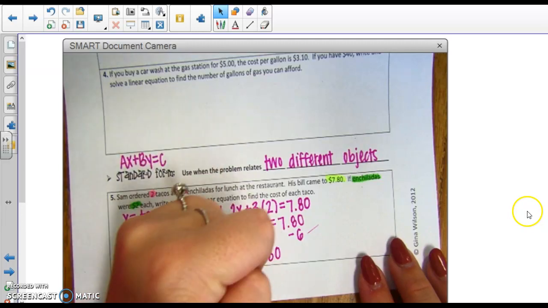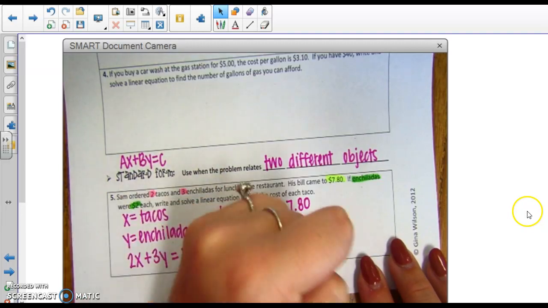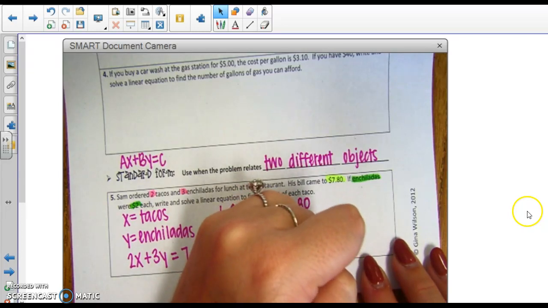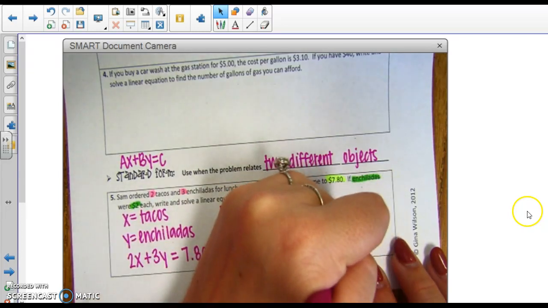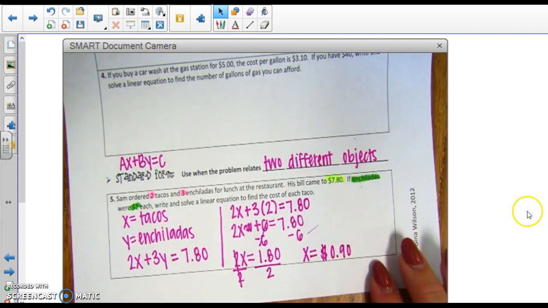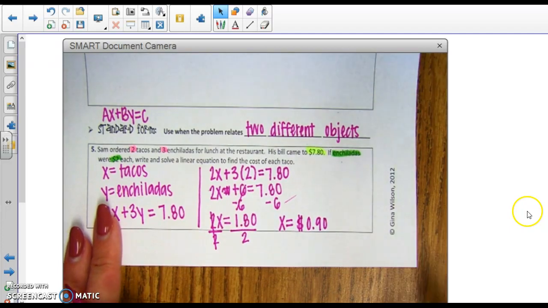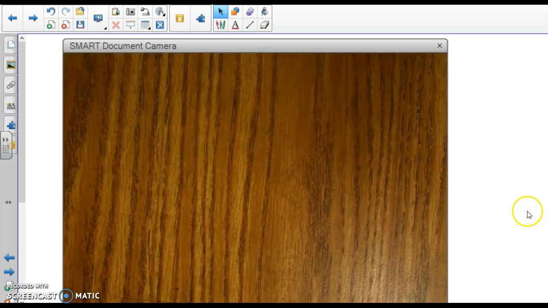And then if I just divide by 2, I end up with x equals 90 cents. So each taco is going to be 90 cents. That's what that means. Alright, so now I'm going to do one of the point slope examples.